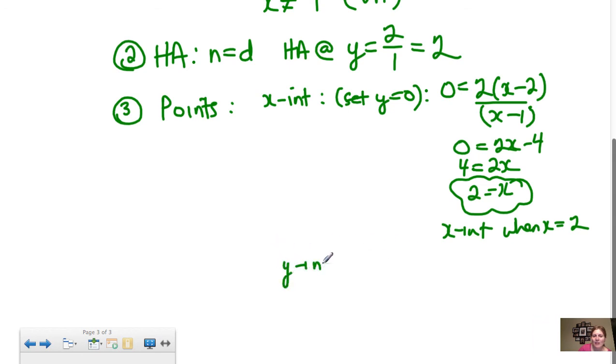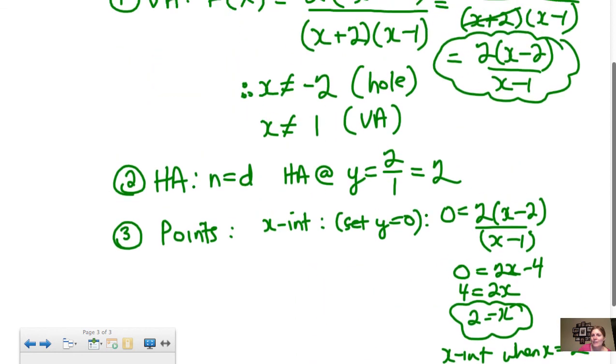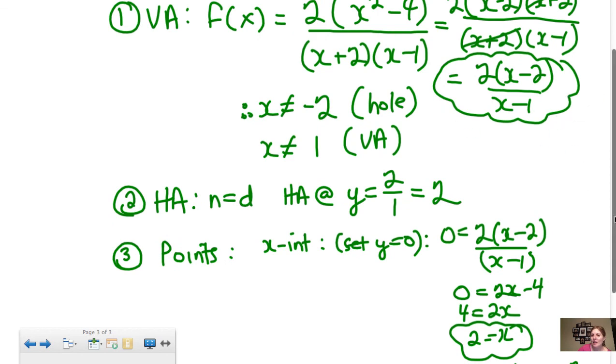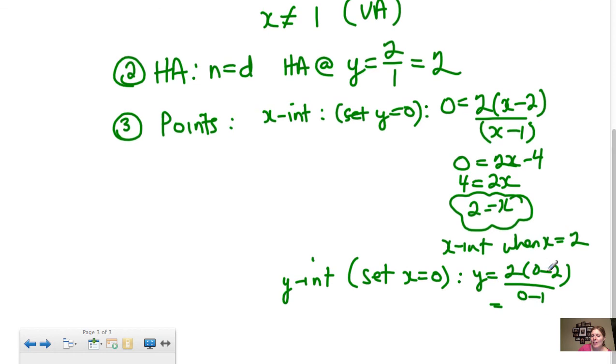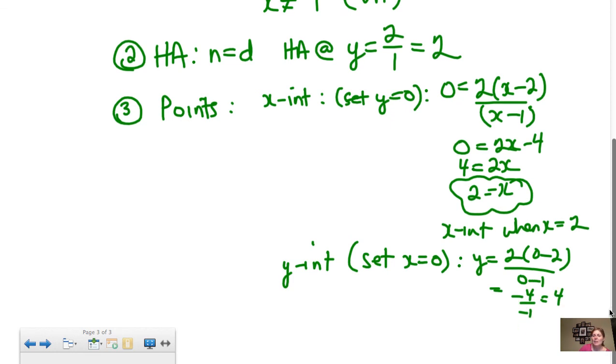Let's calculate our y-intercept. Our y-intercept, we do the opposite. We set x equal to 0. And so when I go back to the function that was simplified and I make x 0, I'm going to have my y-intercept is going to equal 2 times 0 minus 2 over 0 minus 1. And we simplify that. 0 minus 2 times 2 is going to be negative 4 over negative 1, which is going to be positive 4. And sometimes these points can help us.